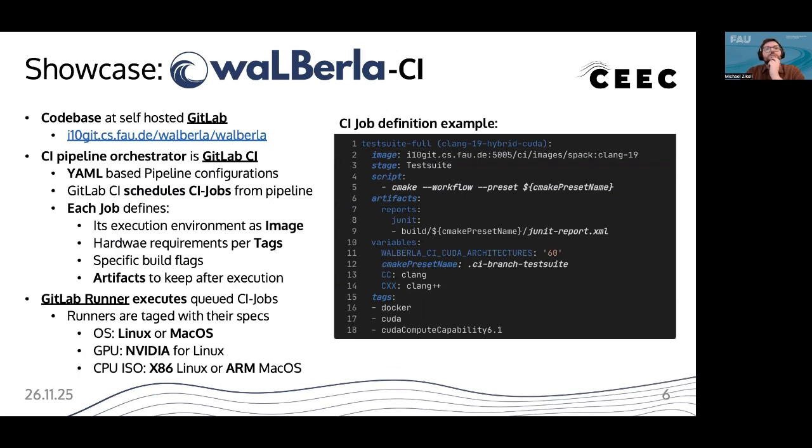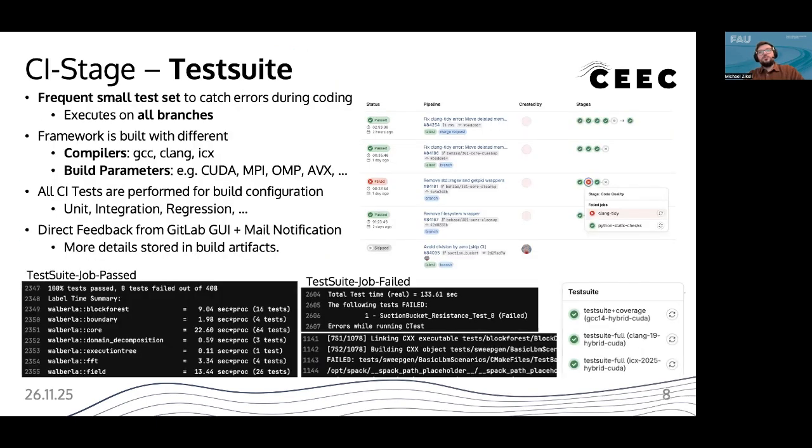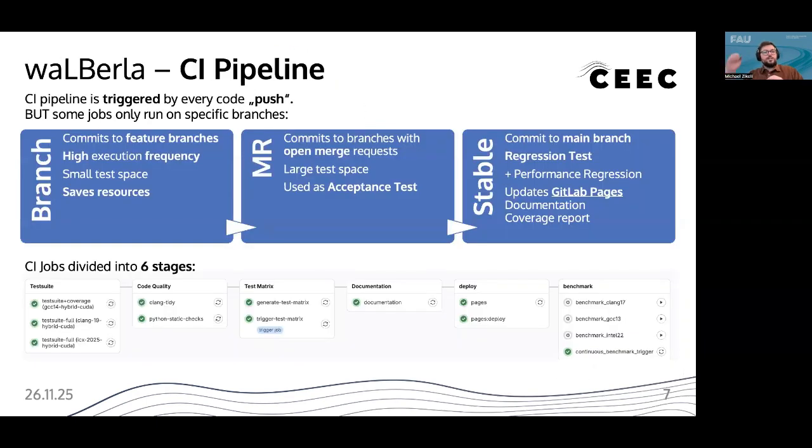Yeah, so with the tags, the runner picks jobs that are scheduled to be queued by the GitLab CI and then be executed. So this is like a really coarse overview of how this works. Now I will go into our CI. Sorry that the slides skip.